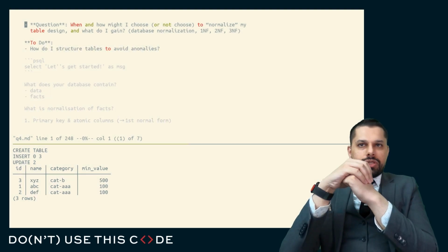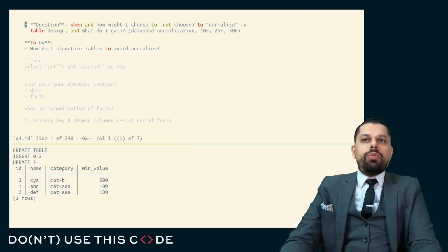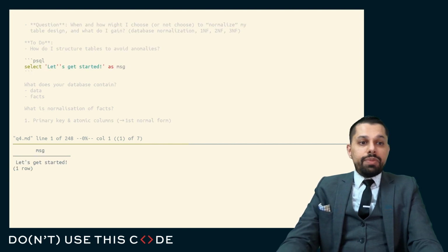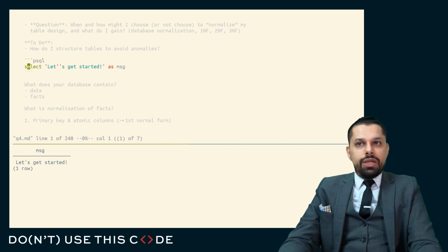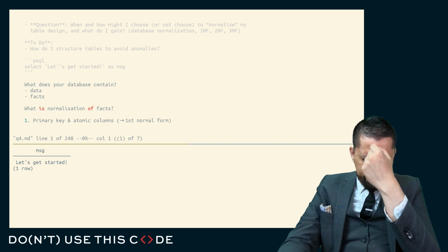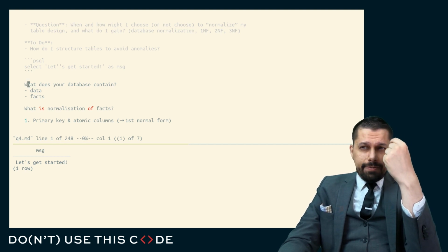We're going to talk about this phrasing that's come up here and there, normalization. And this is related directly to the idea of these anomalies and trying to eliminate these anomalies in your database. Because when you think about it, you have to think, what does my database contain? Does it contain data or does it contain facts?